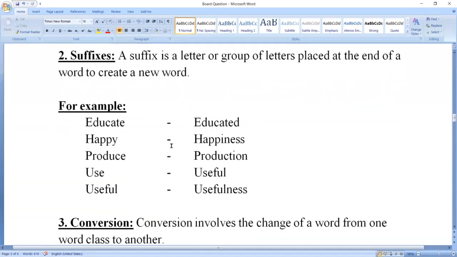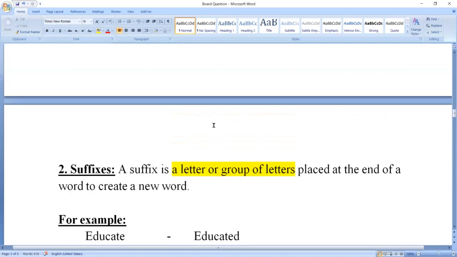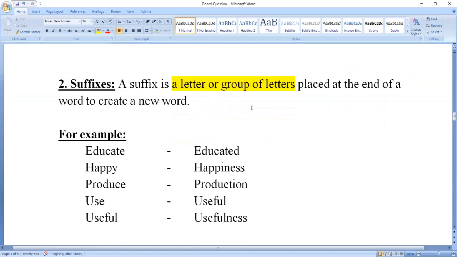Then the second one is suffixes. So what is a suffix? A suffix is a letter or a group of letters placed at the end of a word to create a new word. A prefix was a letter or group of letters placed before a particular word, but a suffix is placed after the word or at the end of a word. Okay. Here we can add D to the word educate, and we have educated. So D here is a suffix.